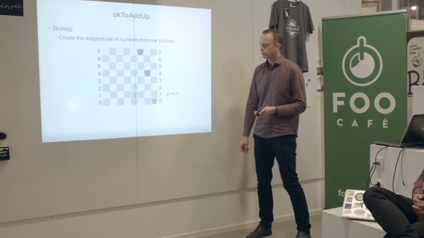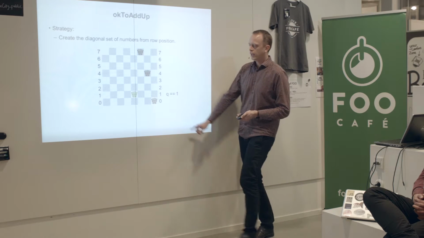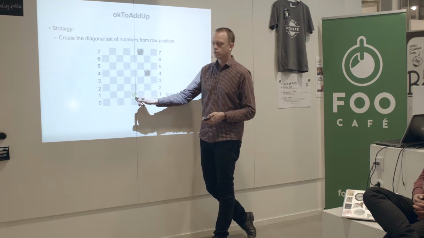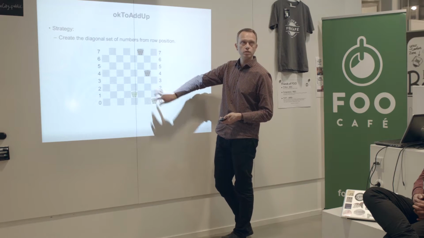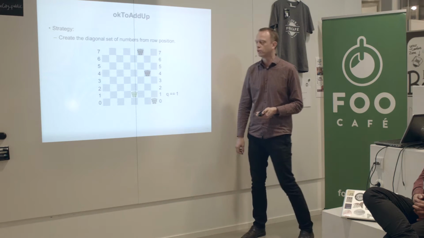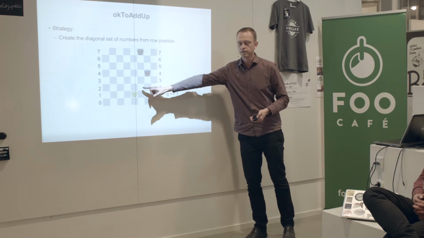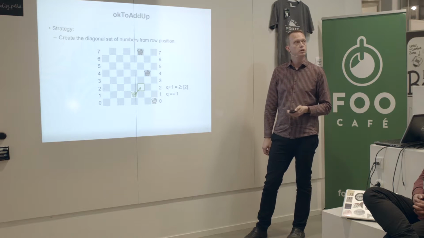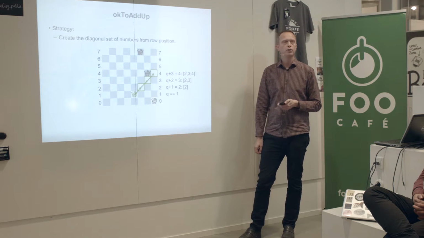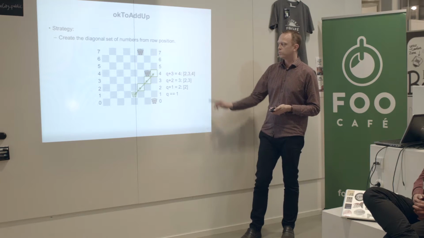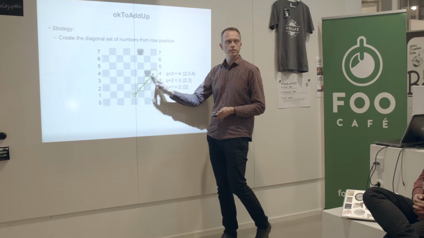Well, my strategy would be like this. I have a queen here at a certain position. So let's create this diagonal here, these three values, by traversing up across the chessboard. I start up from 1. 1 plus 1, when I move one step, is 2. 2 plus 1 is 3. 3 plus 1 is 4. And I end up with this list indicating what the row numbers are on the diagonal up.